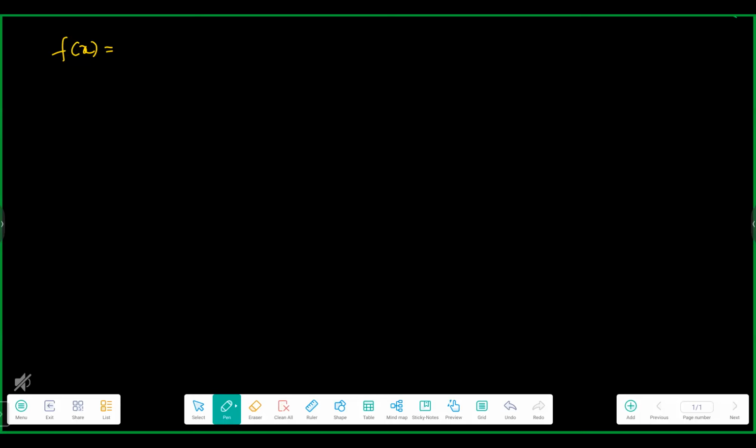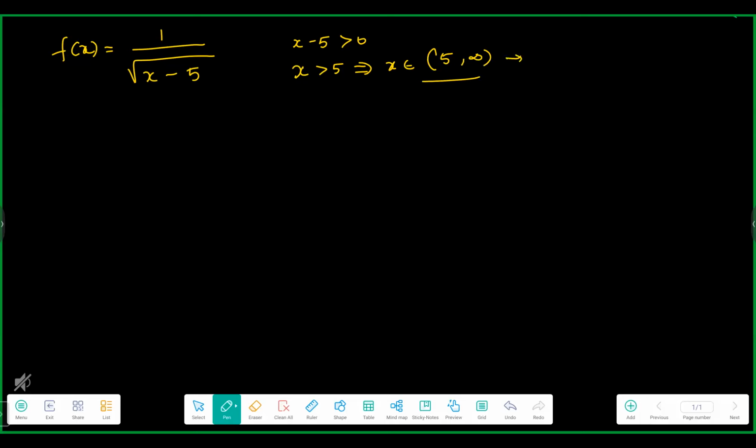So listen. f of x is equal to 1 divided by square root of x minus 5. Whenever you have a square root in the denominator, you write the value inside the square root to be strictly greater than 0. When you write it to be strictly greater than 0, then x is going to be greater than 5, which implies x belongs to 5 to infinity. This 5 to infinity is going to be the domain. Now, how do you find the range of this?